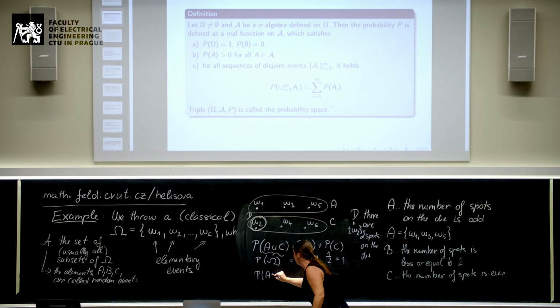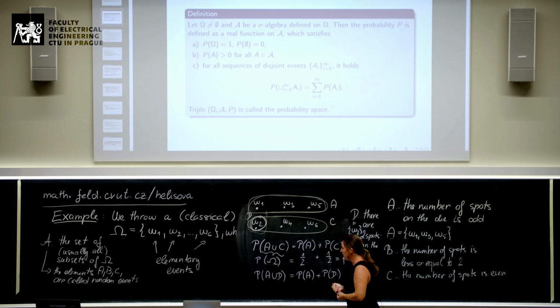Then the probability of the union of A and D is equal to the probability of A plus the probability of D. It makes sense. The probability of A union D is the probability of having the result in one of these 4 elementary events. So in fact, it is the probability that one of these 4 events happens, and because we have a total of 6 events, naturally, you expect that the probability is equal to 4/6.